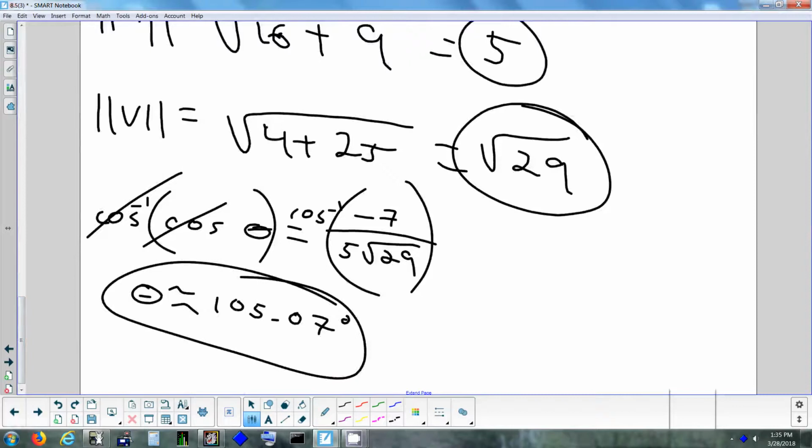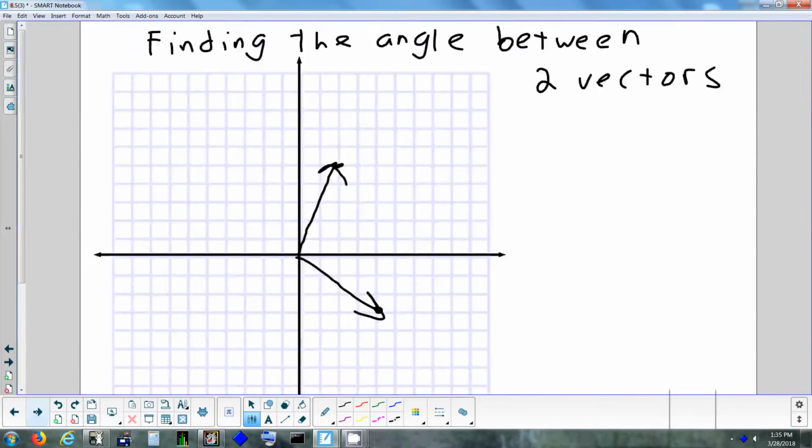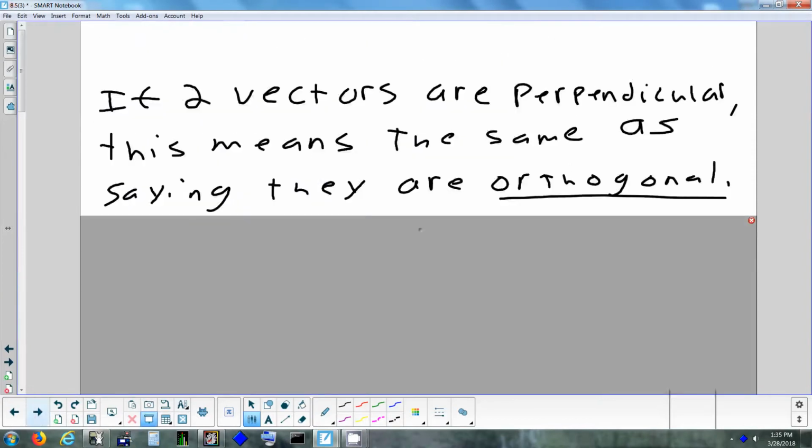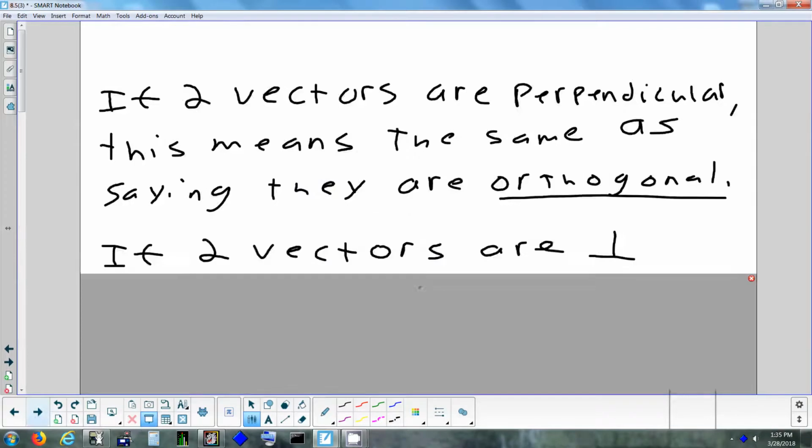Okay, there's two special cases that can come up. If the angle is 90, the vectors would be perpendicular. Although with vectors, there's a special word they use, and I'll tell you what that is. In the other cases, the vectors could be parallel. Okay, so we'll finish up this section looking at those two things. If two vectors are perpendicular, it means the angle is 90. But they don't use the word perpendicular. When we talk about vectors, they use the word orthogonal. So orthogonal means the same thing, perpendicular.